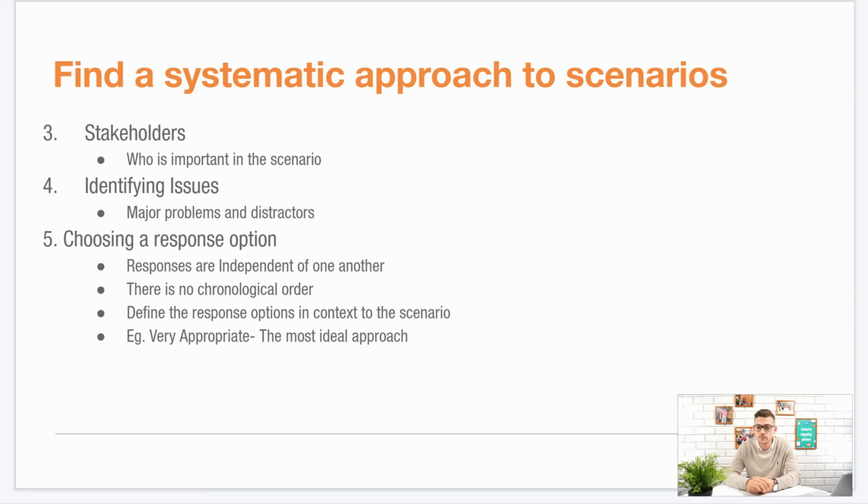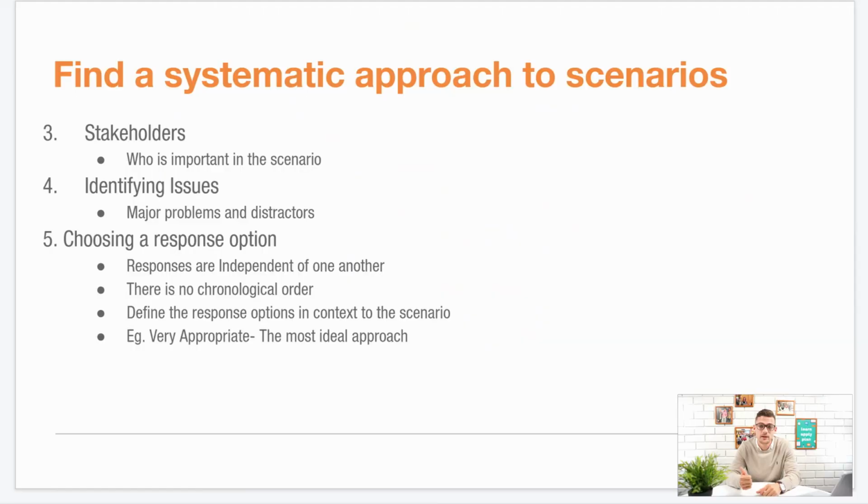Moving on, we have stakeholders, so really identifying who is important in the scenario. 4, identifying critical issues, so major problems, but also distractors, so secondary problems that might not be as relevant as the major problem at hand. So in the last step as well, choosing a response option. So it's really important to define what these response options mean in context of the scenario. And also a couple more tips here, understanding that these are independent of one another, and also there's no chronological order for these responses. So check out our next video for some more in-depth understanding of choosing a response option.